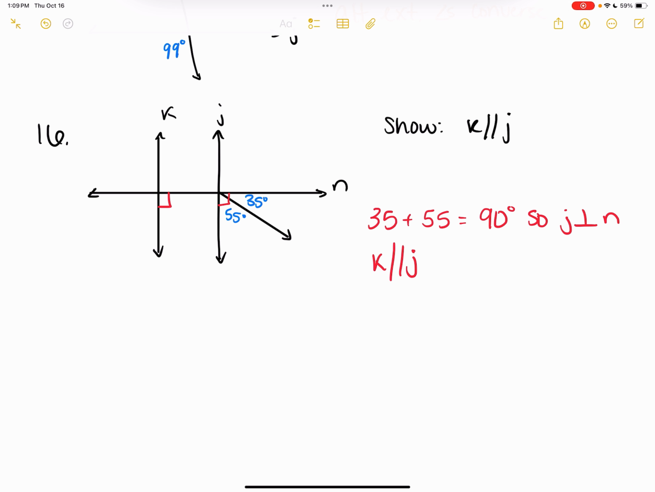Corresponding angles. Exterior. Theorem 3.12. In a plane, if two lines are perpendicular to the same line, then they are parallel to each other. So we know that K is also perpendicular to N, and N is perpendicular to J, so that means that those lines have to be parallel. So by theorem 3.12.